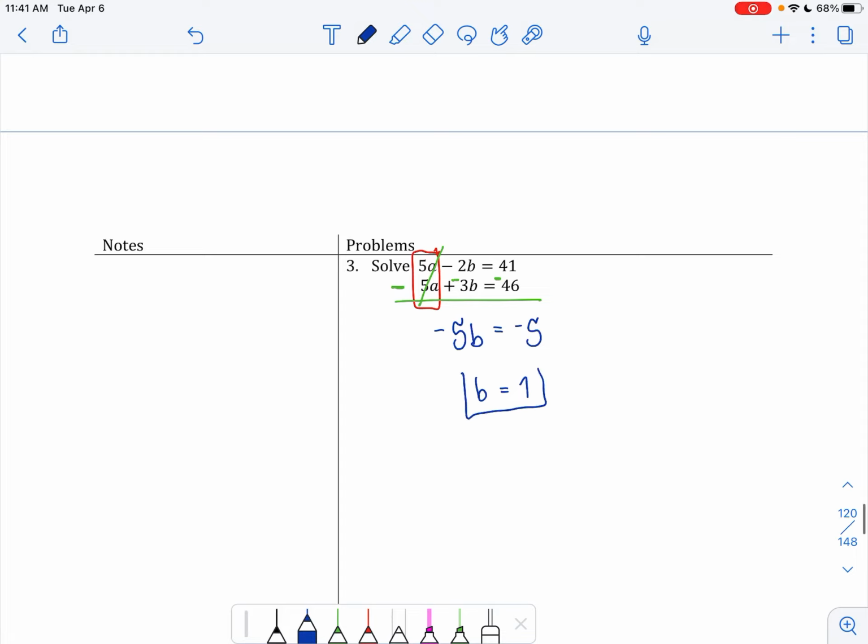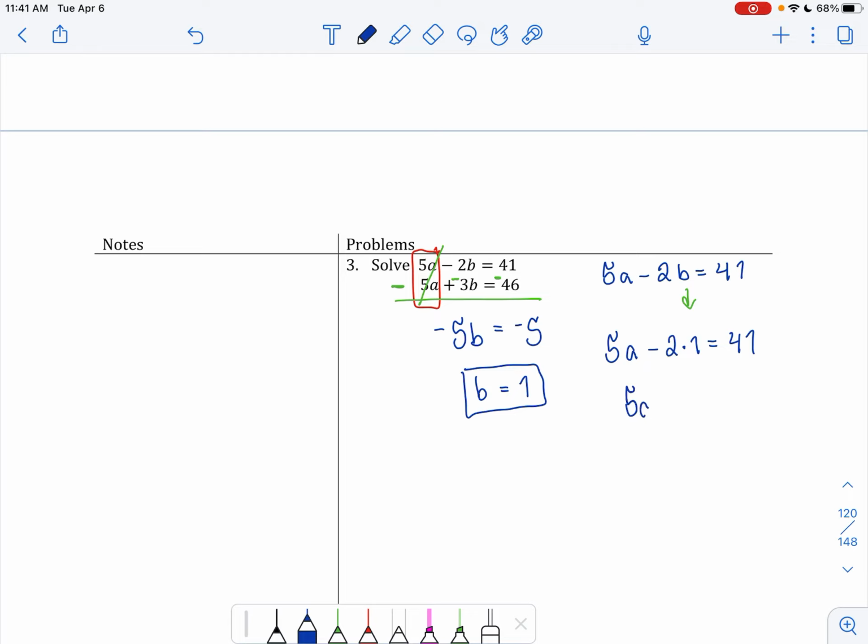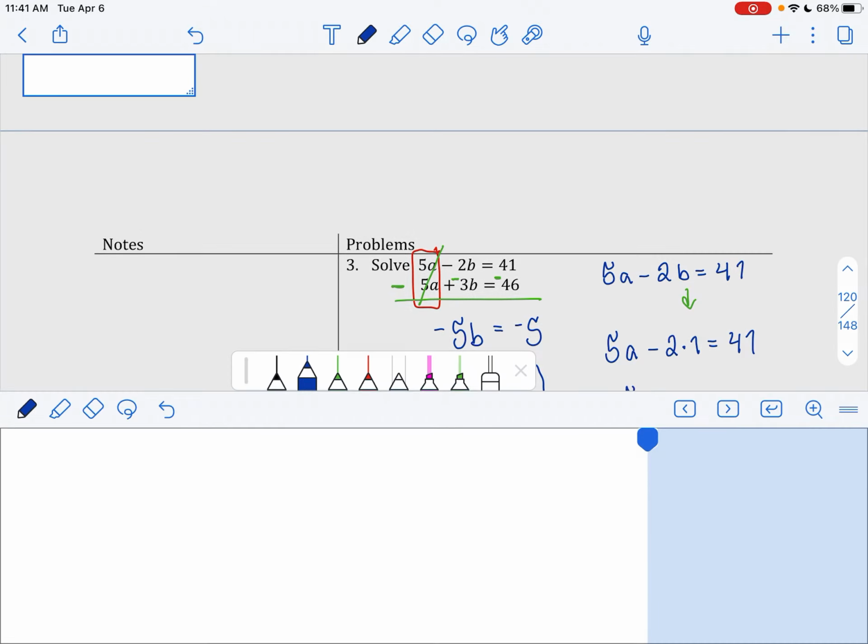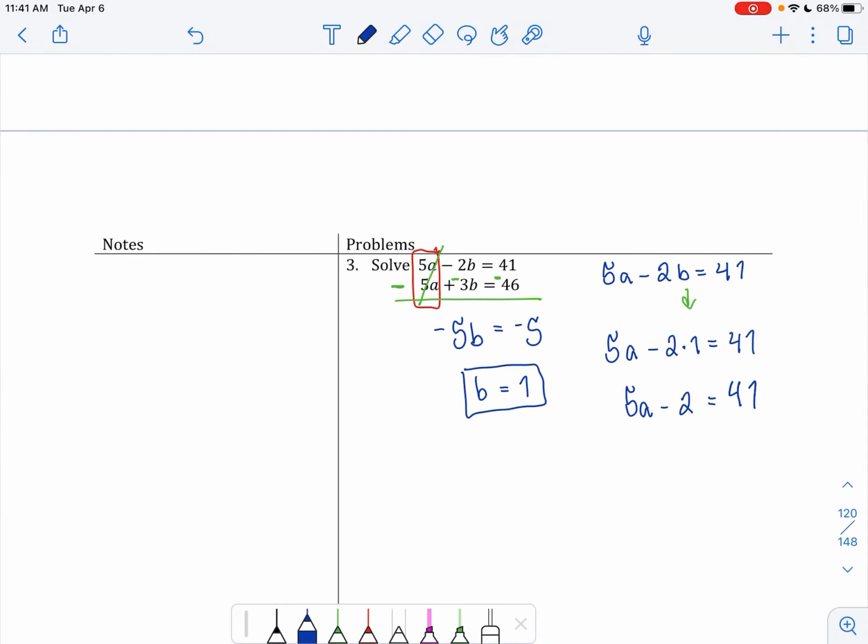Now that we have one of our variables, we can plug it into one of our original equations. So in this case, 5a minus 2b is equal to 41. Going to substitute 1 in for b, so 5a minus 2 times 1 is 41. So 5a minus 2 is equal to 41. Add 2 to both sides. 5a is equal to 43. And divide by 5 on both sides.